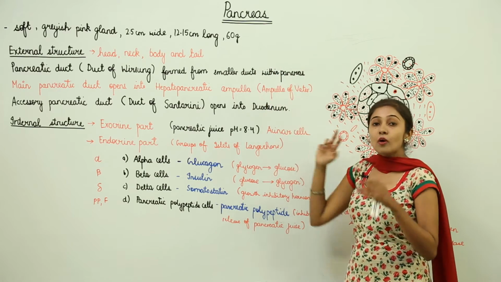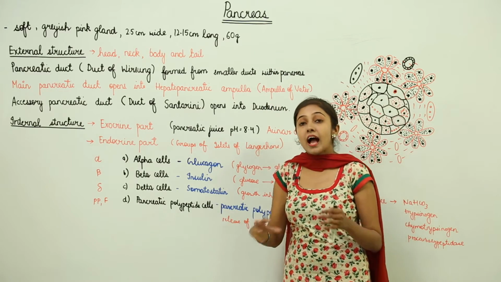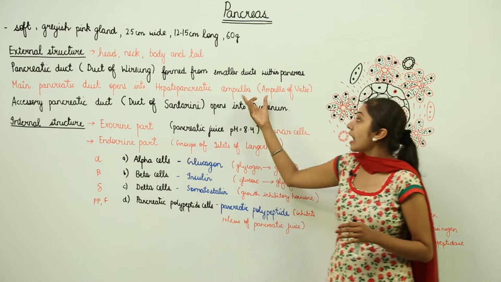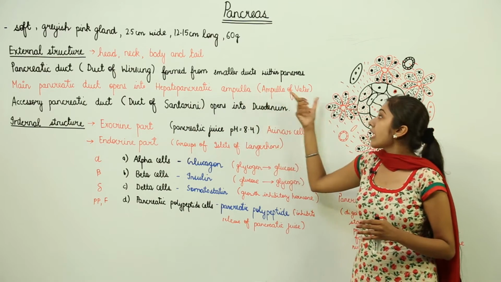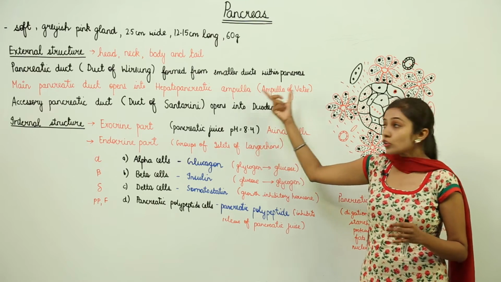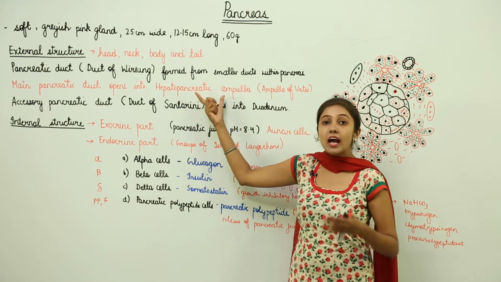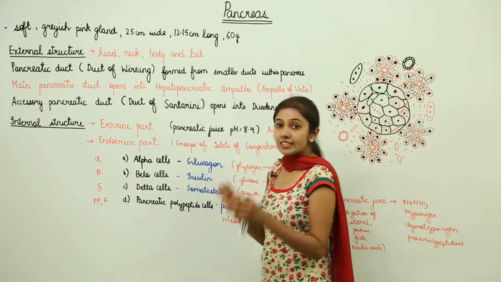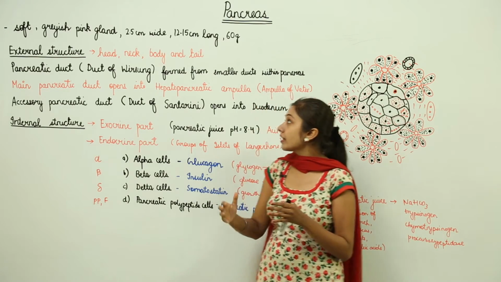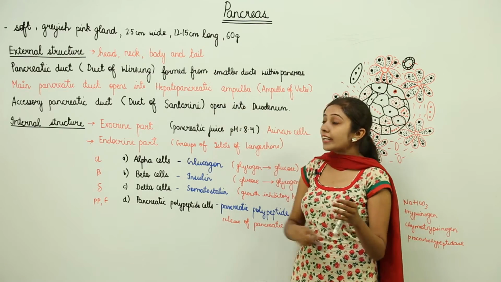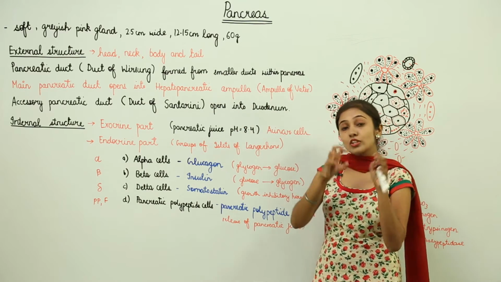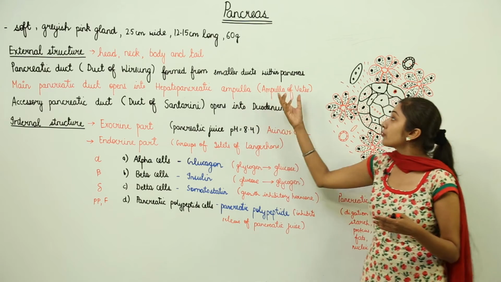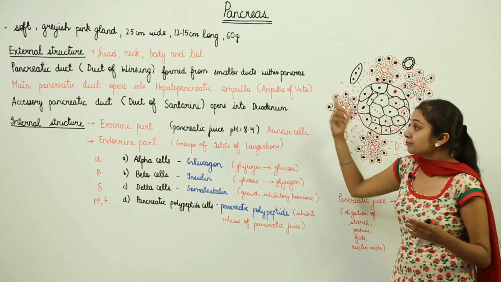pancreas, right? Now it opens into the duodenum, and where it opens into the duodenum, we have a hepatopancreatic ampulla, which we also call the ampulla of Vater. So the main pancreatic duct, that is the duct of Wirsung, carries the pancreatic juice and releases it into the duodenum from this hepatopancreatic ampulla, that is ampulla of Vater, right?